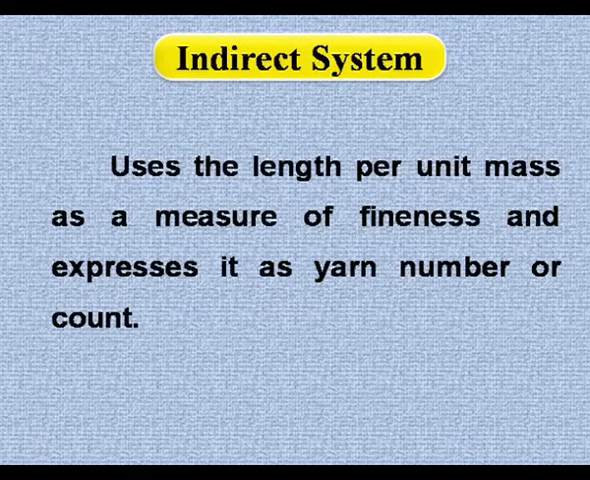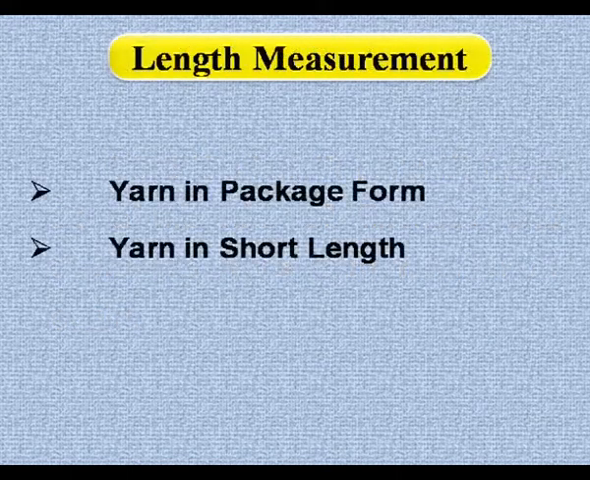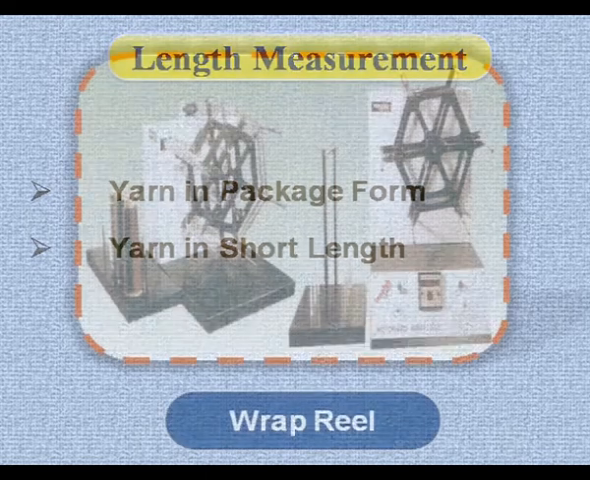Indirect system uses the length per unit mass as a measure of fineness and expresses it as yarn count or number. We will first deal with length measurement, which will be considered for two cases: yarn in package form and yarn in short lengths. Yarn in package form.